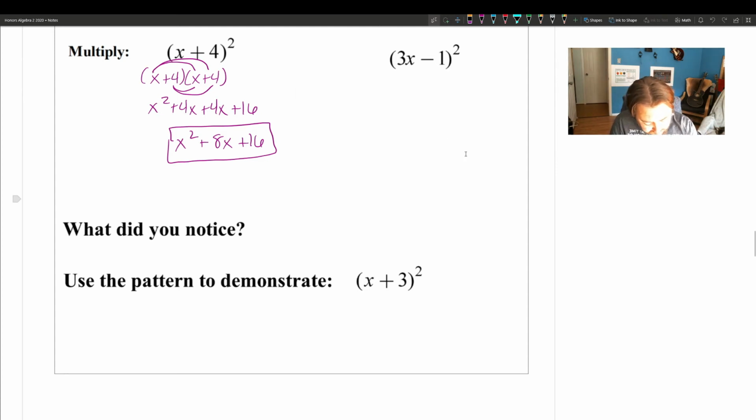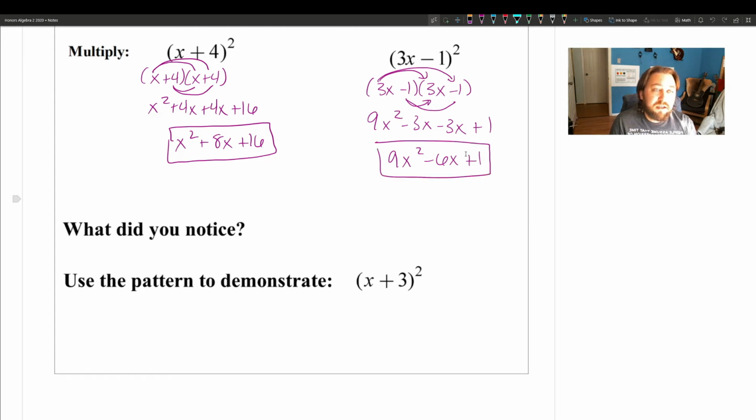I'm going to go ahead and write it out again. 3x minus 1 times 3x minus 1. So 3x times 3x would be 9x squared. 3x times negative 1 would be negative 3x. Negative 1 times 3x would be negative 3x. And negative 1 times negative 1 would be plus 1. And so when we put everything together, that's 9x squared minus 6x plus 1.